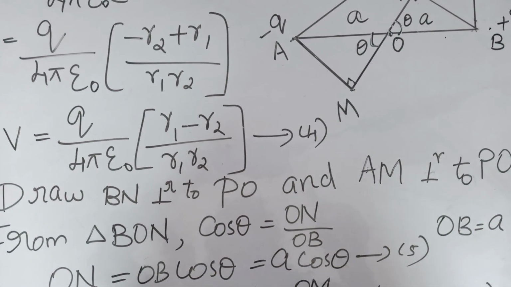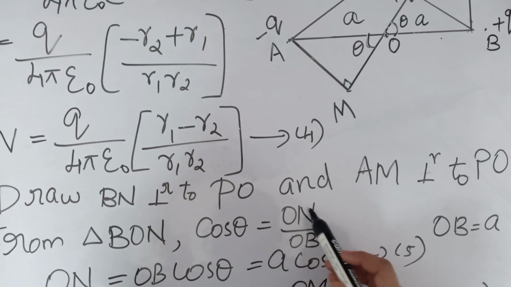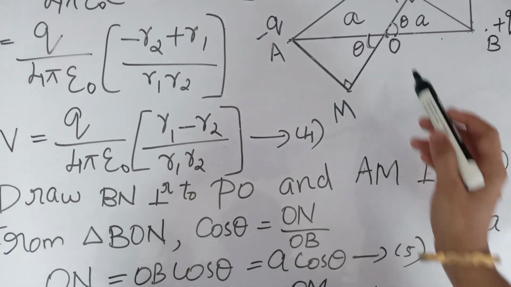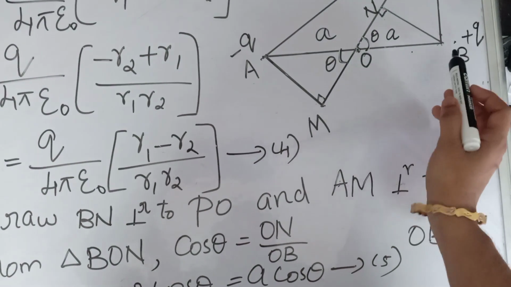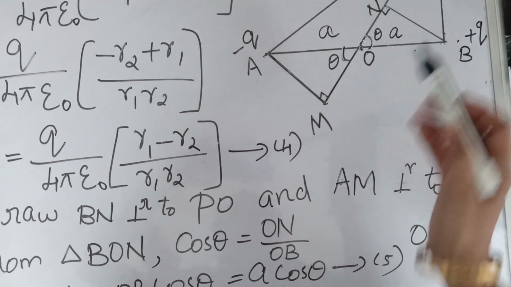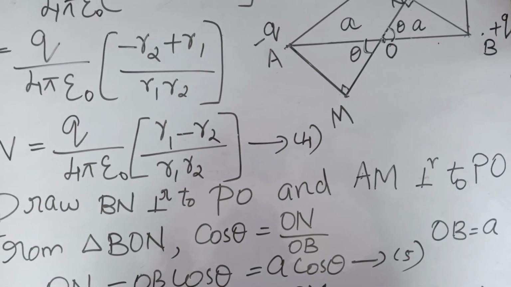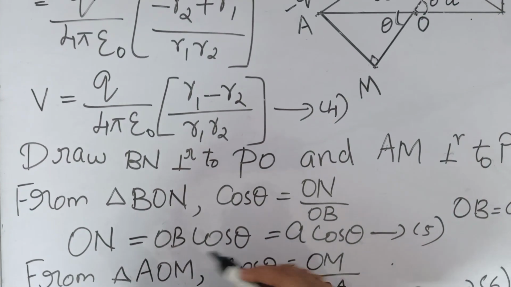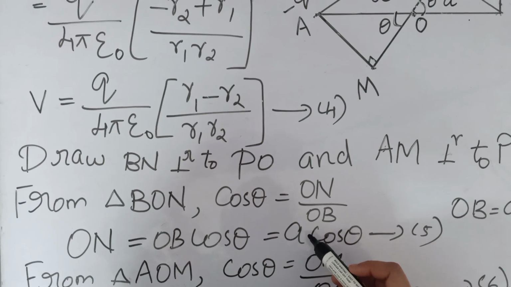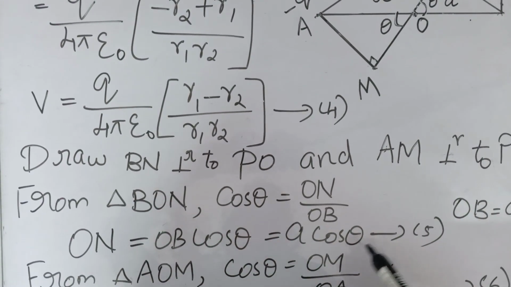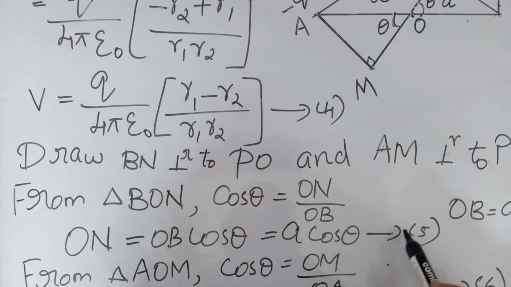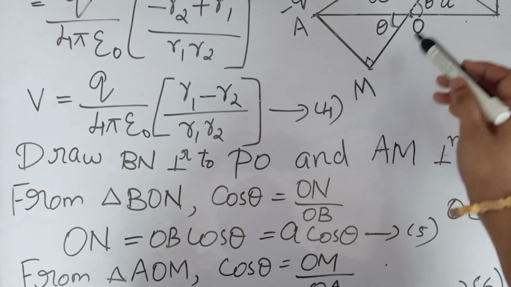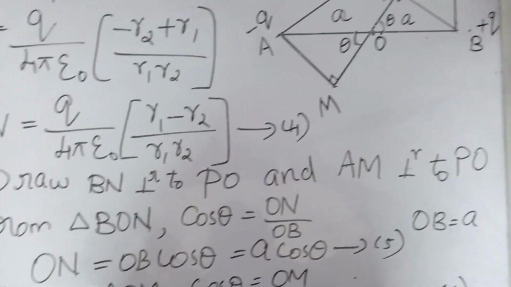In a similar way, we can write the equation of ON, right? What is OB here? OB, this is A, this length is A, right? So ON is equal to OB cos theta, then that will be equal to A cos theta, because for OB we can write A. So ON will be equal to A cos theta. Clear? So this is our next equation. Now OM also we want to find. So how we can find OM?